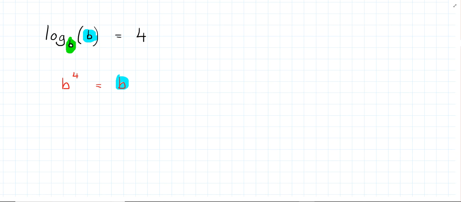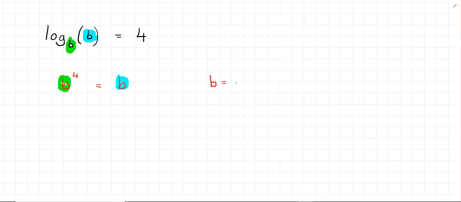Remember, you're using logarithms or exponents to change the focus of the statement. So if we've got that, log to the base b of b equals 4, what do you know about b? B equals... Something to the power of 4 equals itself.